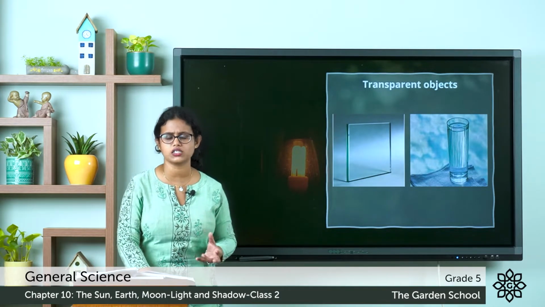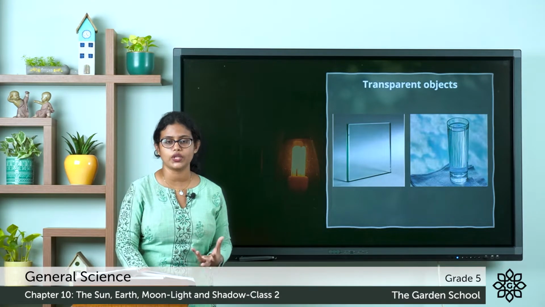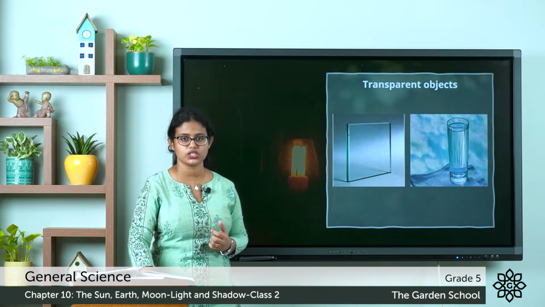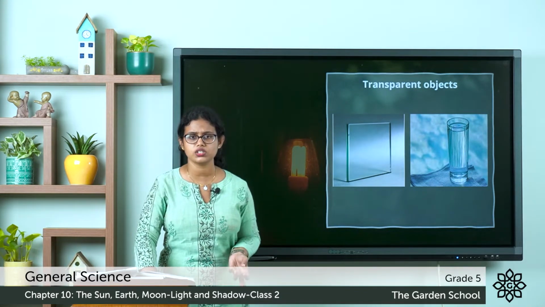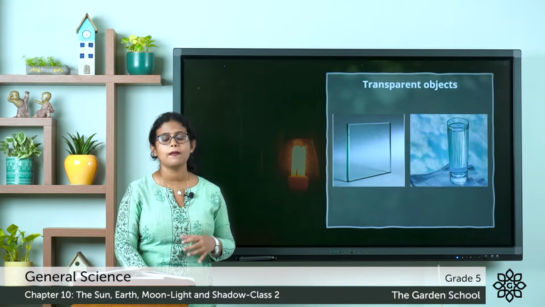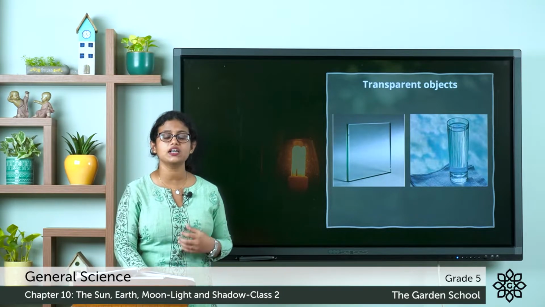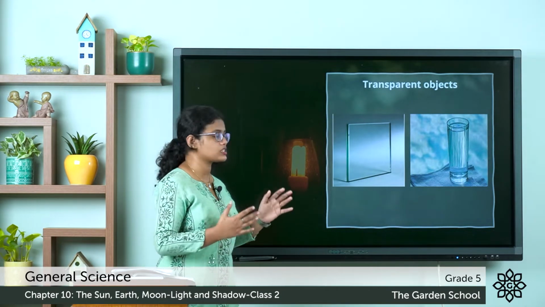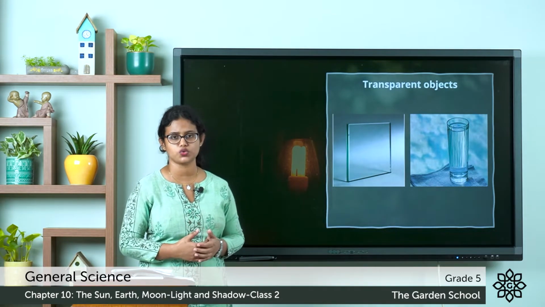So, what are transparent objects? Objects that allow light to pass through them. So, such objects are called transparent objects. For example, you can see clear glass, clear water. All these are examples for transparent objects. Why? Because they allow light to pass through them, and we can see clearly through these objects. So, these objects are called transparent objects because they allow light to pass through them.